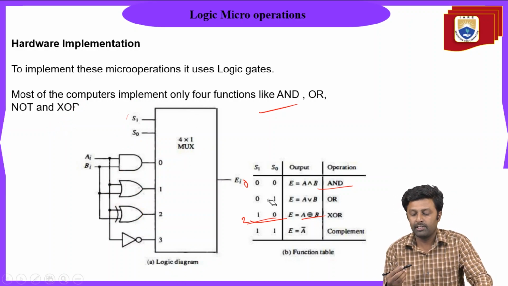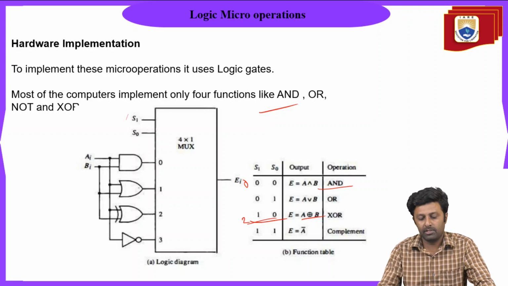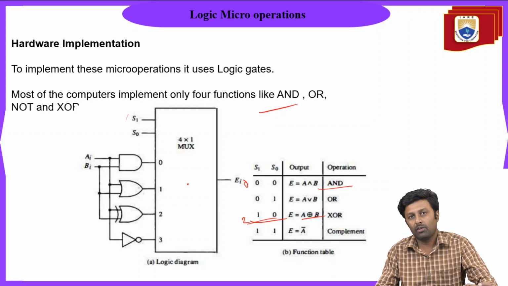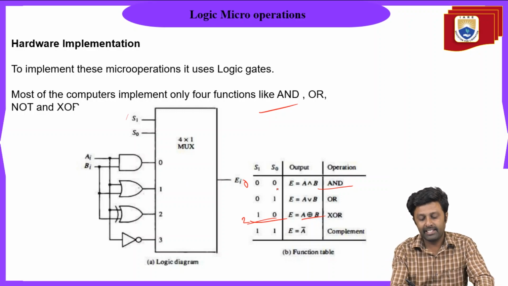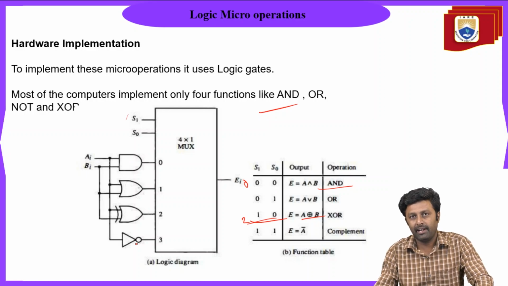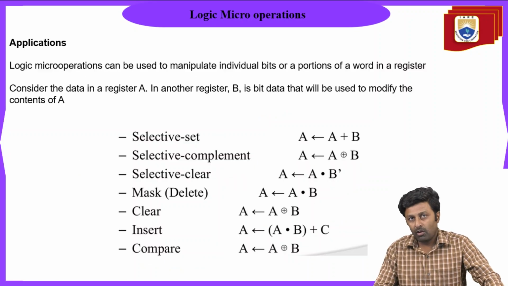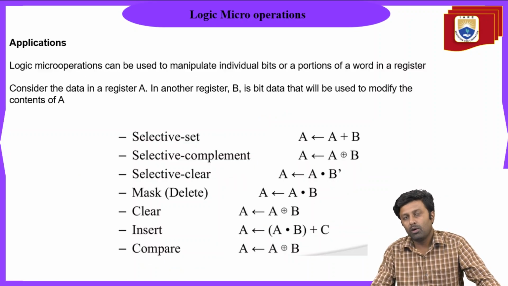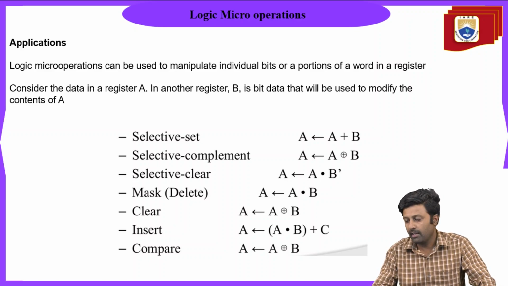So this is a circuit wherein we use a 4:1 mux. Usually this multiplexer is used to select one input if there are n number of inputs. So in each case, one of the gates will be selected and the output will be produced. The logical micro operations can be used to manipulate individual bits or portions of the word in a register.